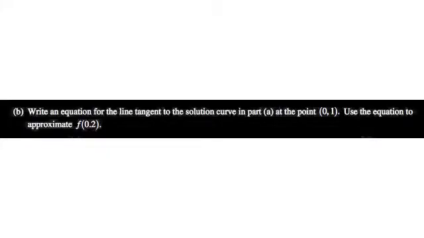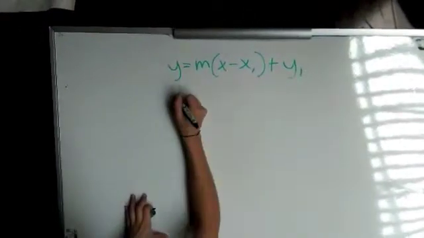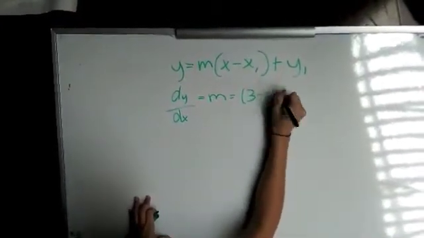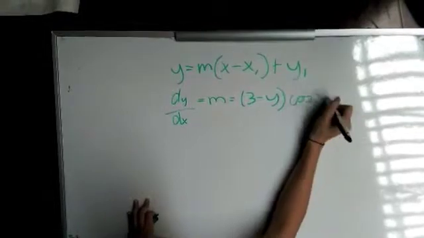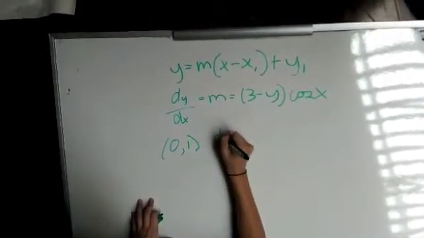Write an equation for the line tangent to the solution curve in part A at the point (0, 1). Use the equation to approximate f of 0.2. So to find the line tangent to the curve, we need to use the point-slope formula, which is y equals m times (x minus x1) plus y1. So we have the point (0, 1). We need the slope to find the line tangent.